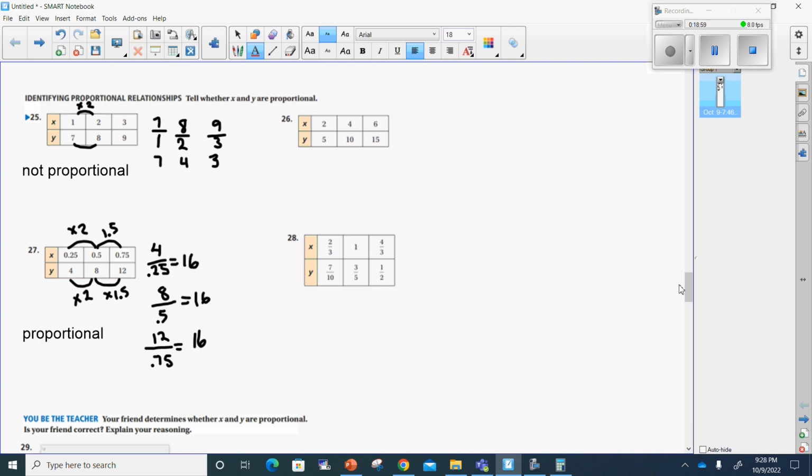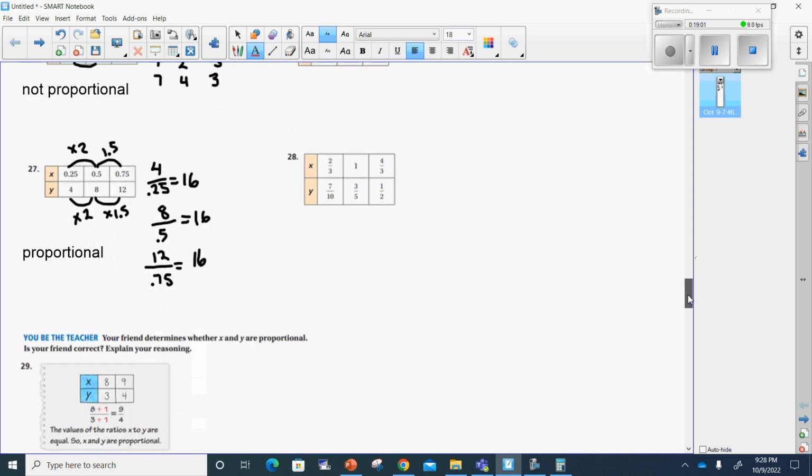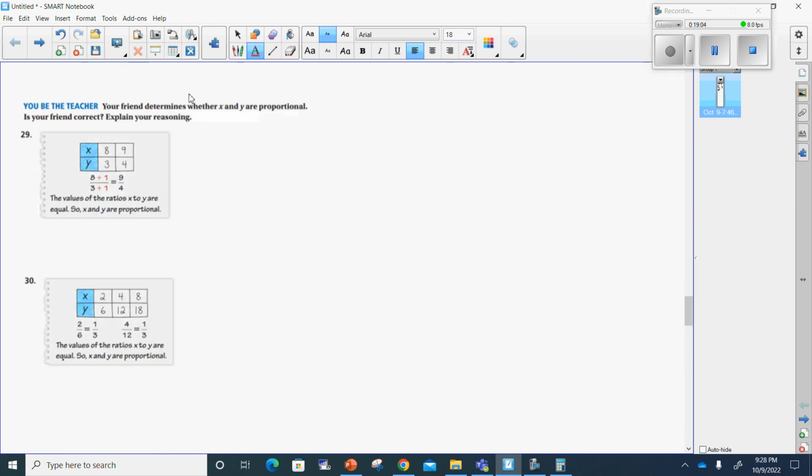All right, let's go on to number, remember you have 26 and 28. I'm on to number 29. Your friend determines whether x and y are proportional. Is your friend correct? Explain your reasoning. Well, he says when x is 8, y is 3, and when x is 9, y is 4. He says 8 plus 1 equals 9, and 3 plus 1 equals 4. The ratios, the value of the ratios to x and y are equal. So y and x are proportional. This is not how we do this. Remember, it has to be multiplied.